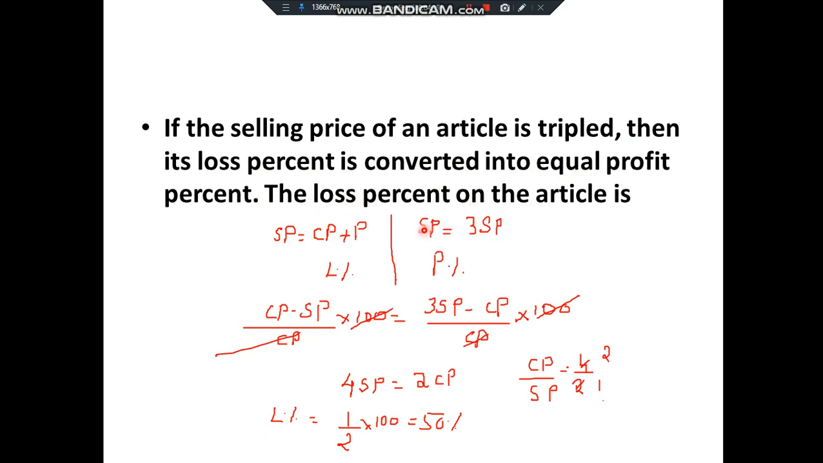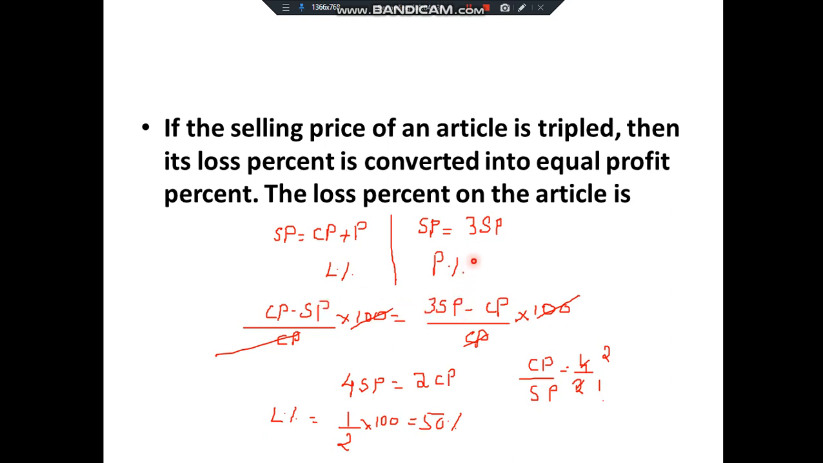So try to solve it by yourself. Anyway, I will give you the idea. See, previously it was SP and now it is 3SP. Previously it was loss percent and now it is profit percent. So we'll have to equate both. Okay. So loss percent formula, write it down, and profit percent formula, write it down. The difference is, for profit percent SP you will have to substitute as 3SP.